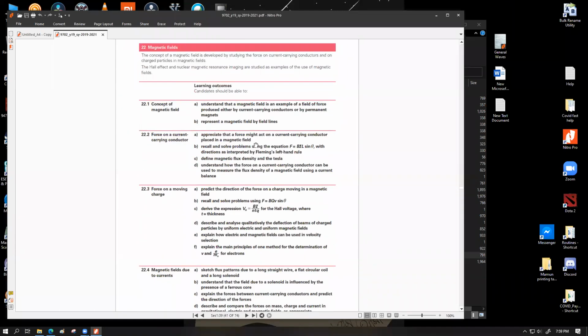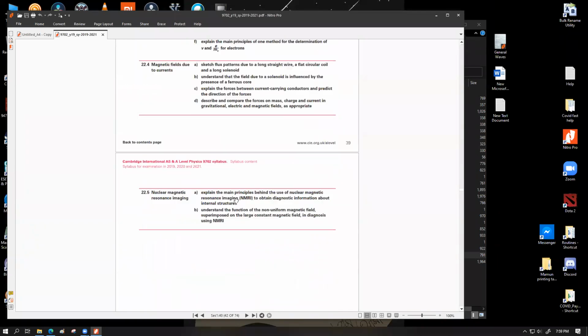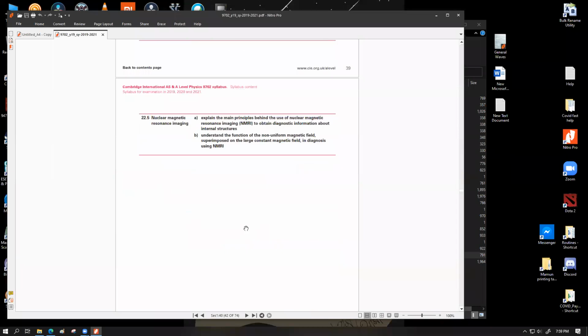So it starts from here, concept of the magnetic field. And here we have one thing, that is nuclear magnetic resonance imaging, which is a part of the application feature for magnetic fields, which I'll teach further down the line.